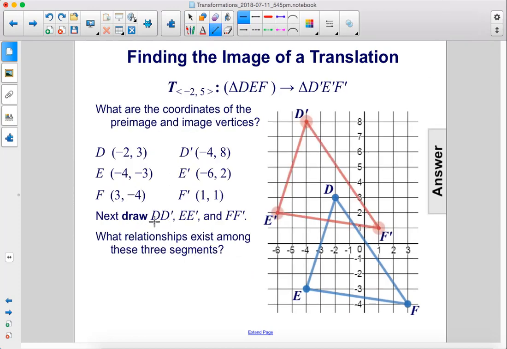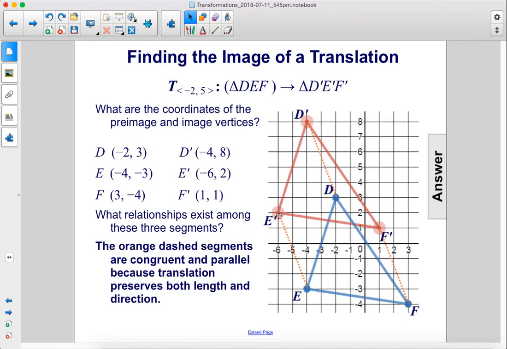Next, we'll draw D, D prime, so from this point to this point, E, E prime, and F, F prime. And these three segments are all of the same length. Not only are the segments congruent, but they're also parallel, because translation preserves both length and direction.